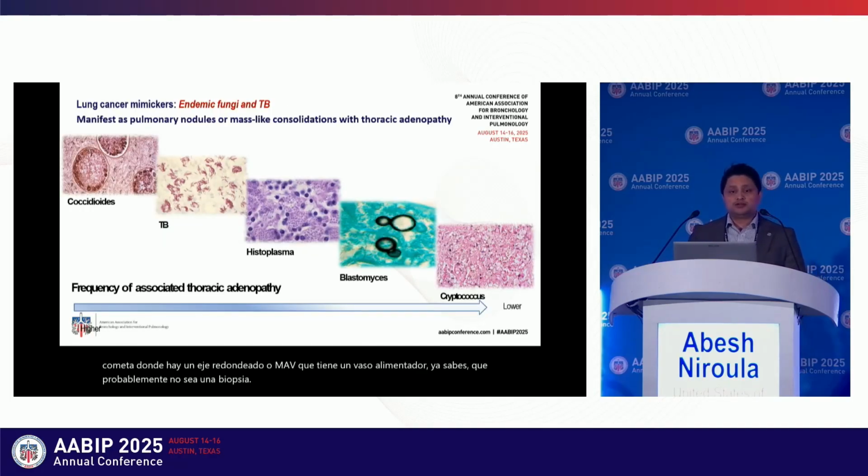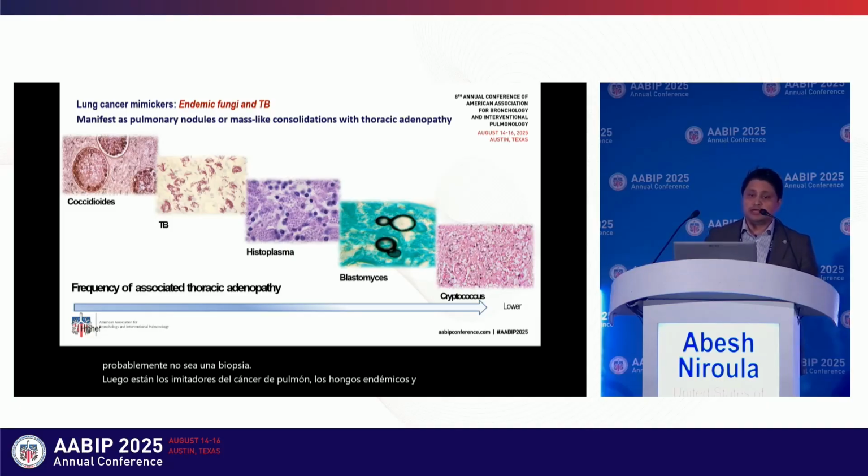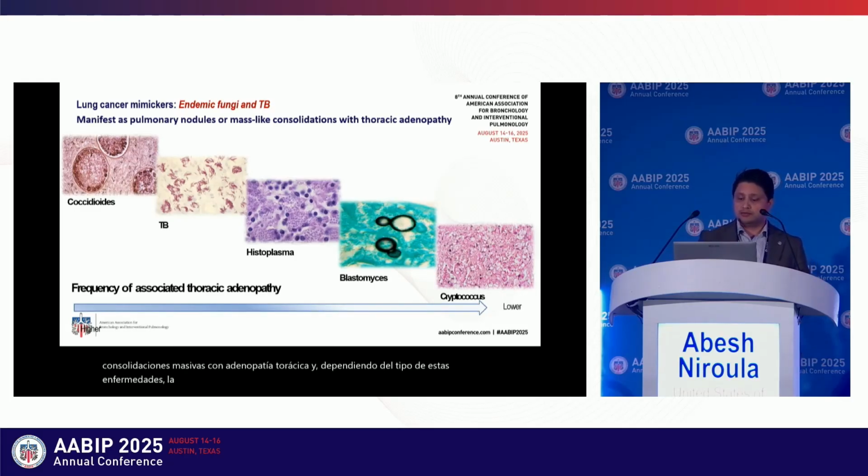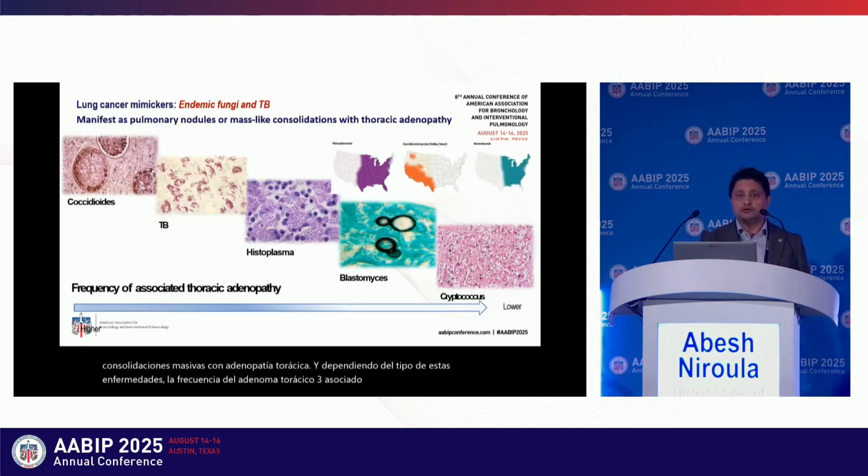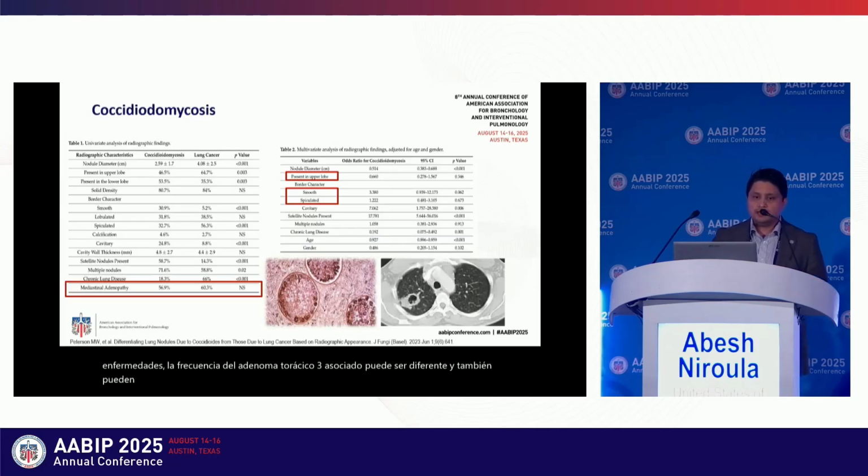Then there are lung cancer mimickers, endemic fungi and tuberculosis. They all manifest as pulmonary nodules, or they can also present as mass-like consolidations with thoracic adenopathy. Depending upon the type of disease, the frequency of associated thoracic adenopathy can be different, and they may also have a geographical distribution.